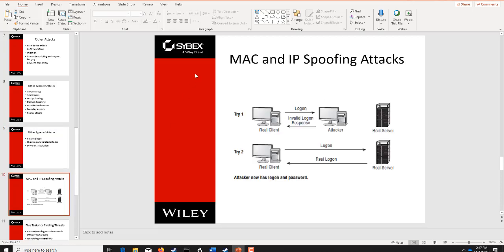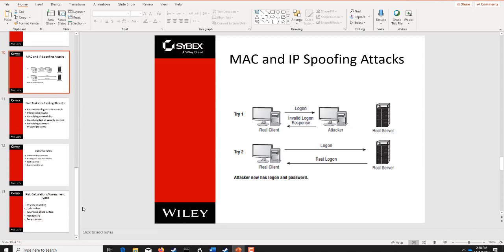Spoofing attacks, we touched on this a little bit before. This is where we have either a MAC address, a hardware address, or an IP address that we mimic. And when somebody tries to use their MAC address, we can listen for it, and then we can masquerade as that victim and pretend that we are them, and then hopefully log on or gain access in some form or fashion to information that they are privy to.